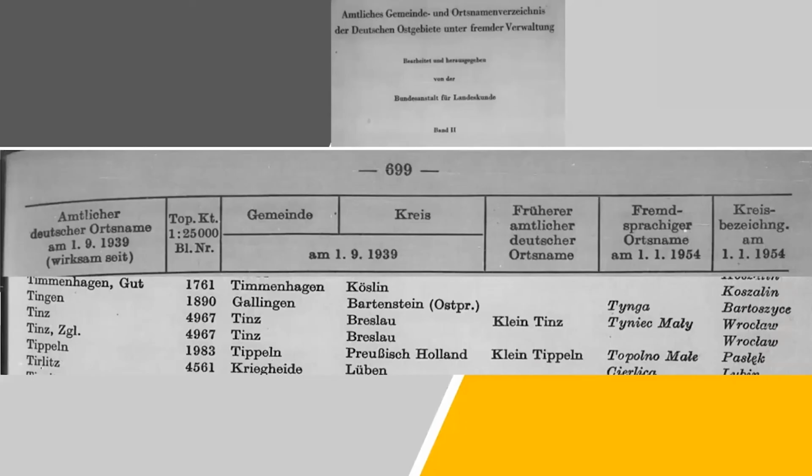In this entry, the first column of this register identifies the name of the German town. There you can see Tingen. The third column says Gemeinde, meaning parish or church, and it shows that the parish for Tingen was in Gallingen. The fourth column says Kreis, or district, and it shows that Tingen belonged to the district of Bartenstein.